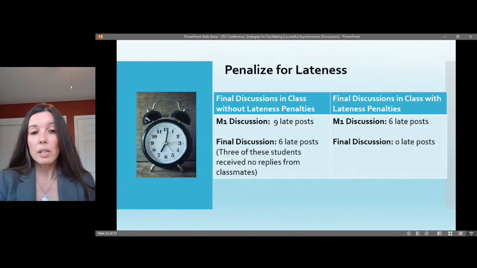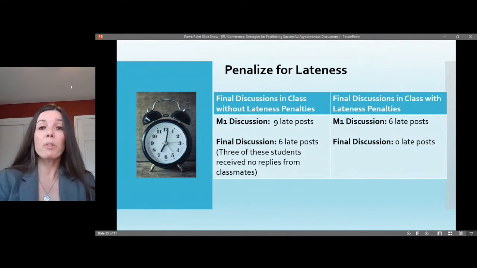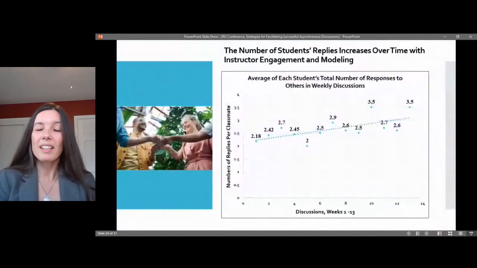On the right, you can see the results of my approach, which may at first seem harsh because I do deduct points for late initial posts, but as you can see, the students actually benefited. By the end of the term, 0 students were posting late in the discussions, and they were actively engaging throughout the entire week.